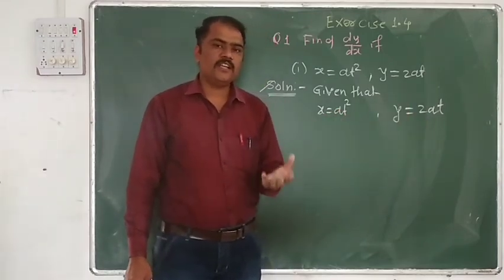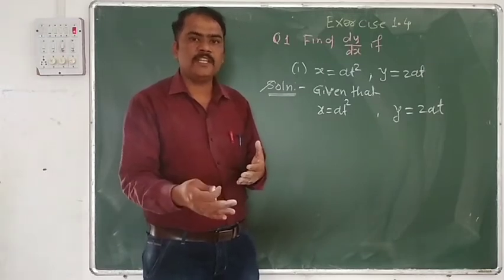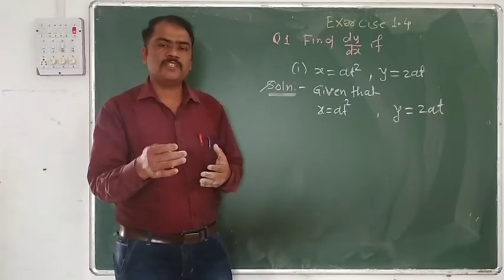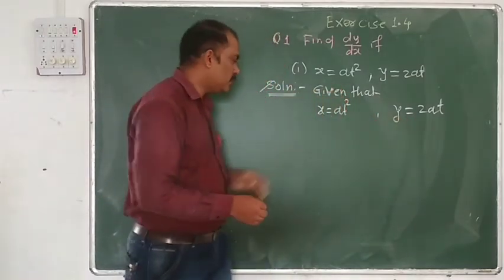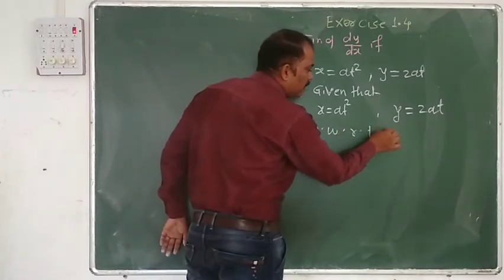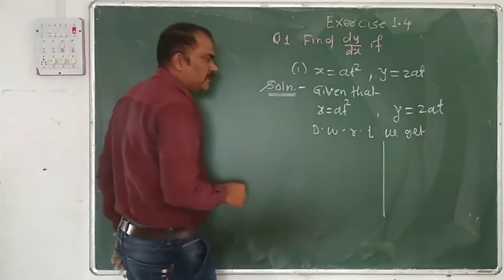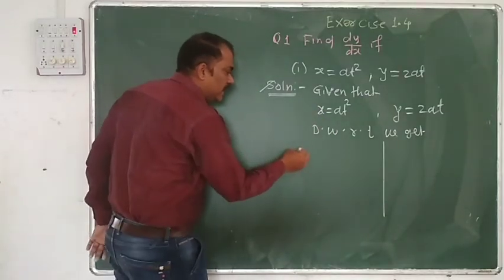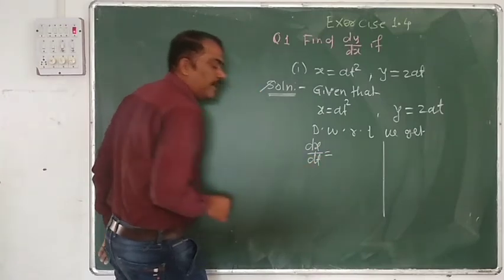We have to know that if x is a function of t, it means that x is a differentiable function of t. So we have to differentiate x with respect to t. We have to differentiate both the equations with respect to t. So we can write d by dt. We differentiate this x with respect to t. Differentiation of x with respect to t is nothing but dx by dt.